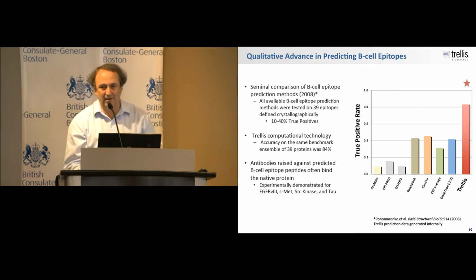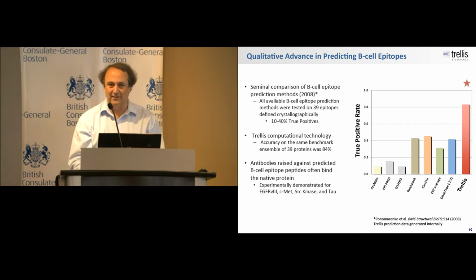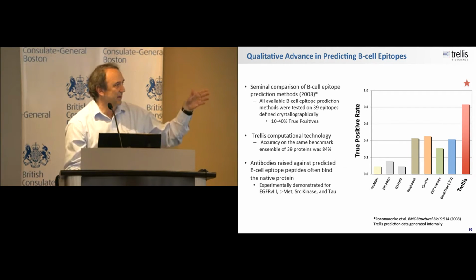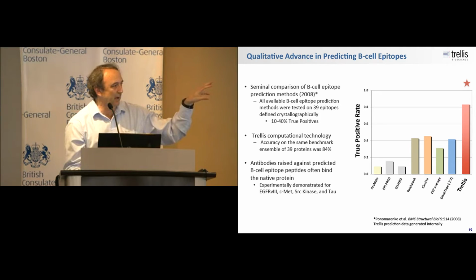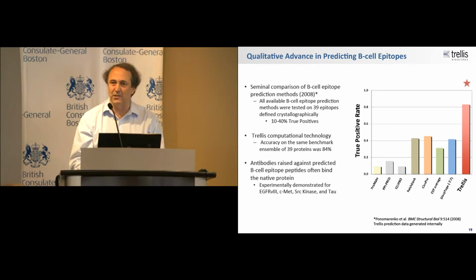And most of the software was terrible, in that it predicted only 10% of the empirically defined epitopes. Some of them were up in the 40% range, and the technology that Trellis acquired by acquiring another company is actually up at about 85%. So that puts it in the range of accuracy of prediction that T-cell epitope in silico methods use.